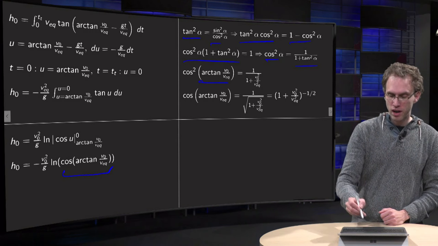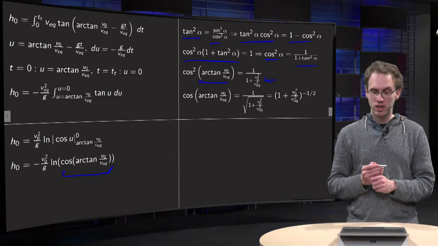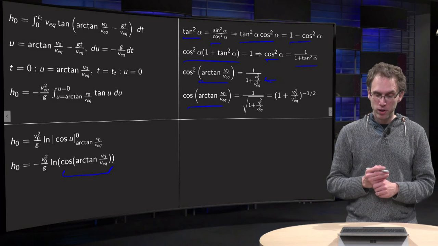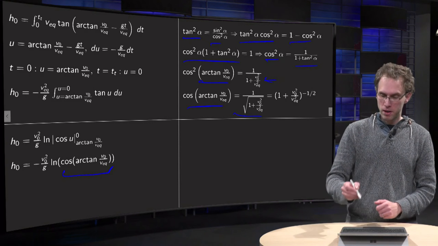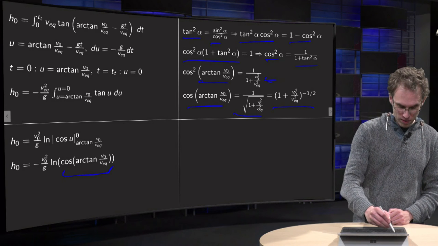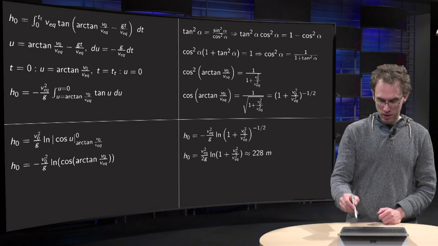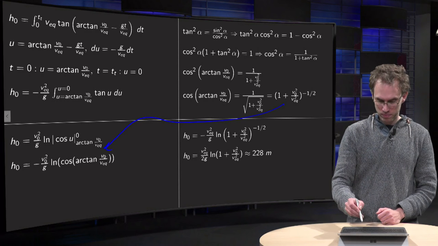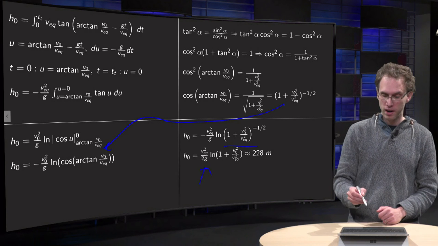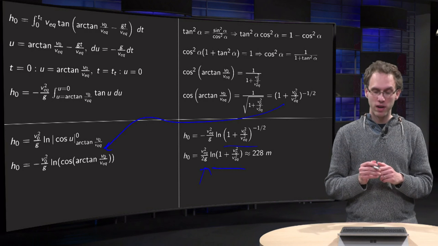So the cosine of this arctangent becomes 1 over the square root of 1 plus tangent squared, where the tangent of the arctangent cancels out and becomes something nice. So the cosine of the arctangent of the rubbish is just 1 over this square root, so this to the power minus 1/2. That's in order to simplify this expression inside the ln. Now we can plug this in over there. Take the minus 1/2 in front, and you get an ln of 1 plus v0 squared over v equilibrium squared.